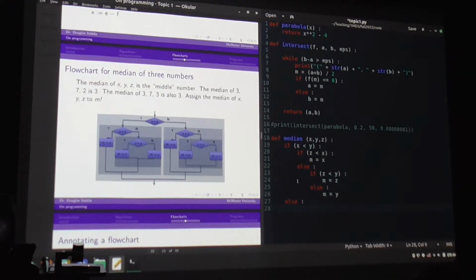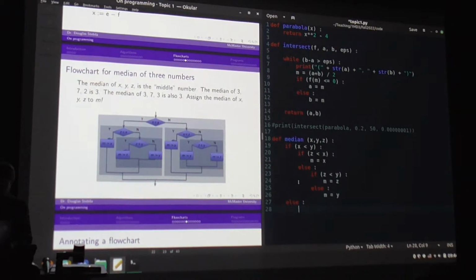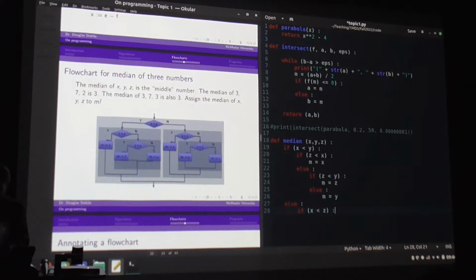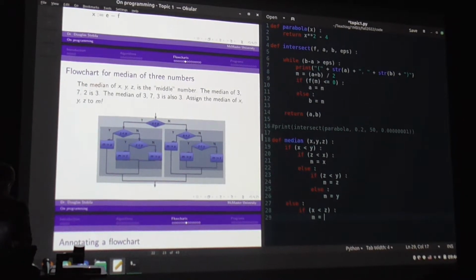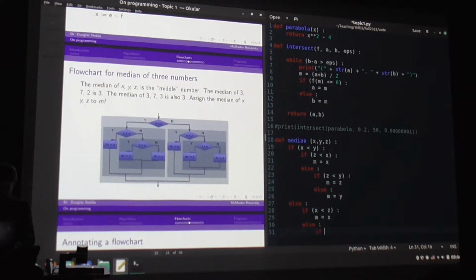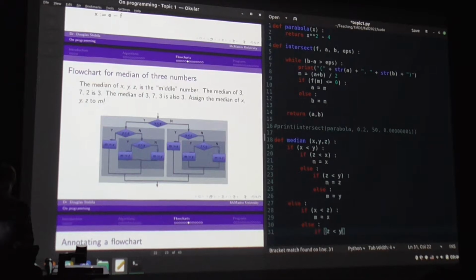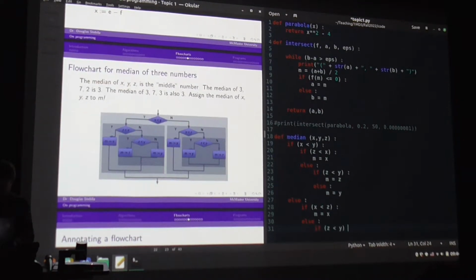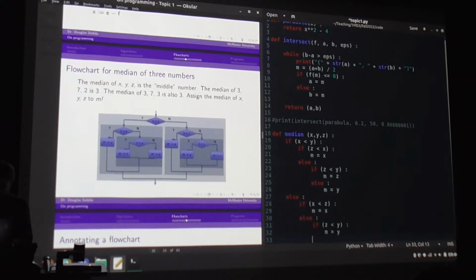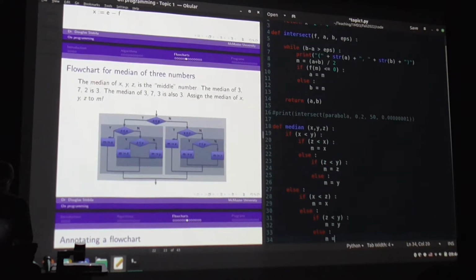So, going on the other branch, if x is less than z, then m is equal to x. Otherwise, if z is less than y, m is equal to y, else m is equal to z.